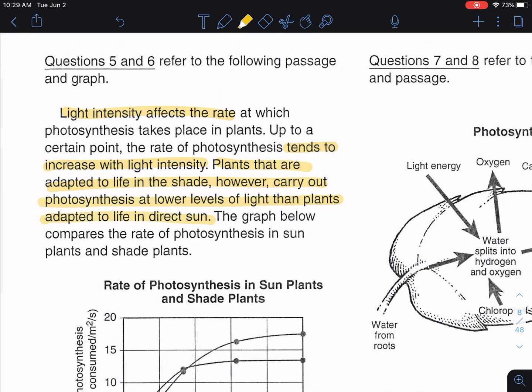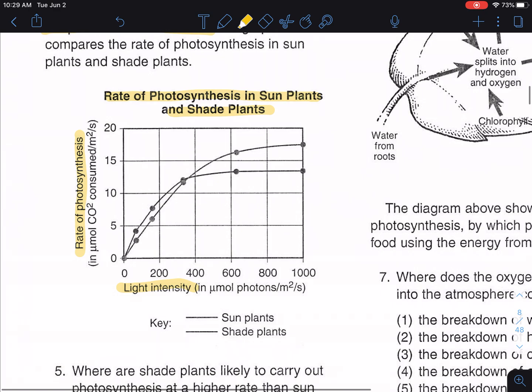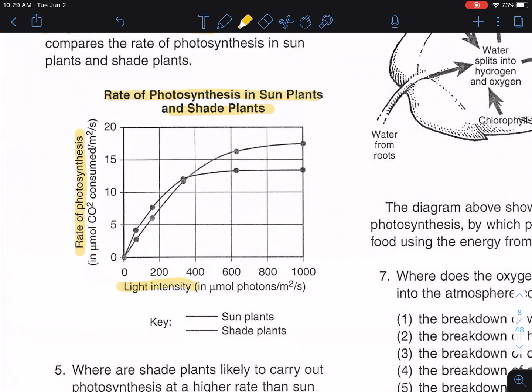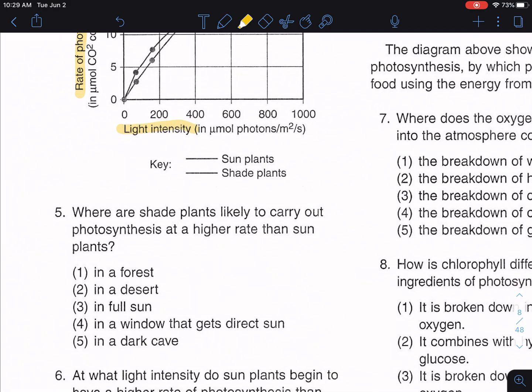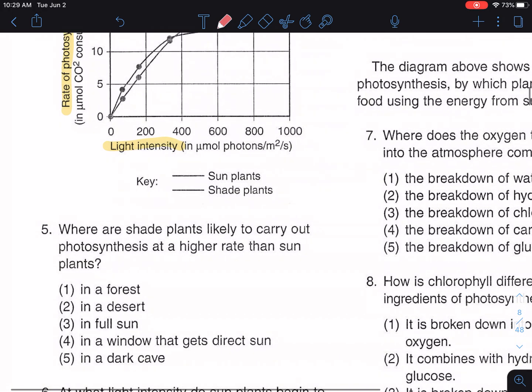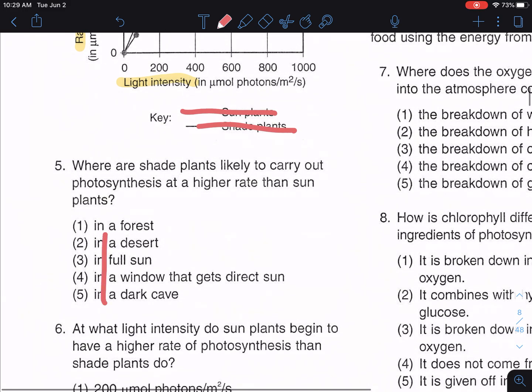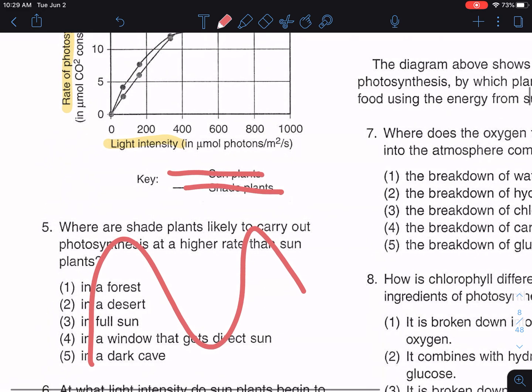The graph below compares the rate of photosynthesis in sun plants and shade plants. It tells us our title right here. It says rate of photosynthesis, light intensity, okay? And this one's kind of tough to tell the difference. Where are shade plants likely to carry out photosynthesis at a higher rate than the sun? I don't really know what the difference is. Let's skip 5 because in theory we should be able to tell the difference between these two, but we can't. So skip 5. Actually, we're going to skip this whole thing. Check it because I don't think we're going to be able to read that graph. Okie dokie.